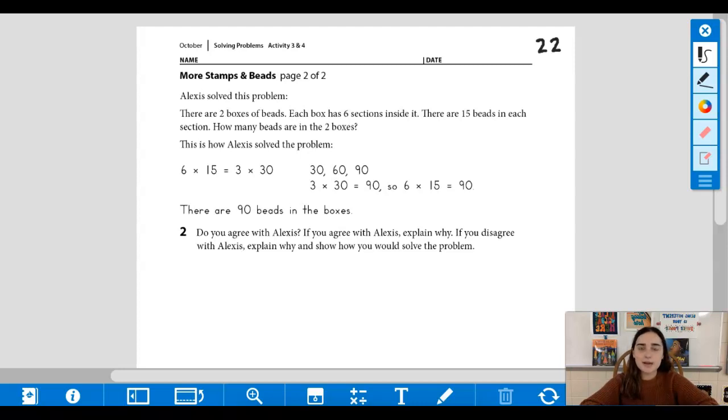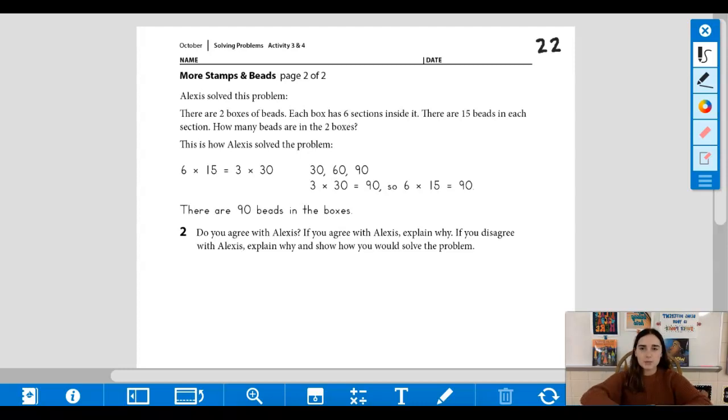This is the problem that Alexis solved. There are 2 boxes of beads. Each box has 6 sections inside it. There are 15 beads in each section. How many beads are in the 2 boxes? And then it shows us how Alexis solved the problem.